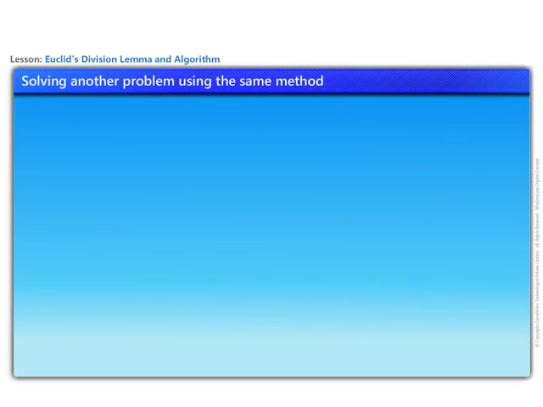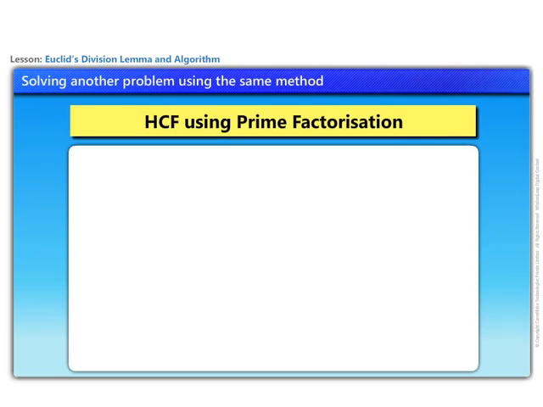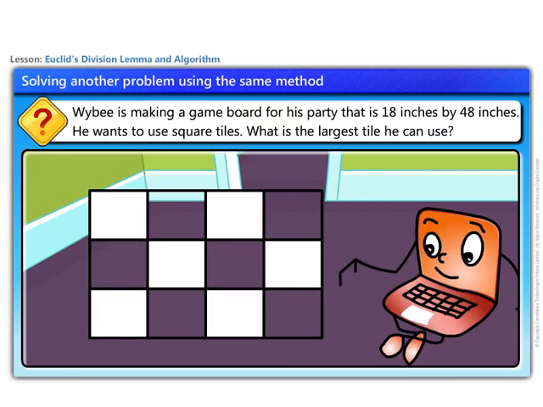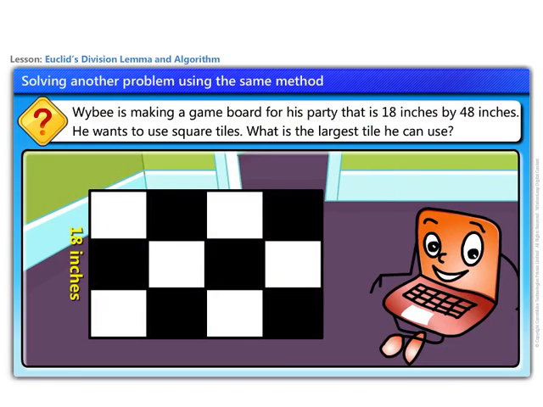Now, let us solve another problem using the same method. We have already learned to find HCF using the method of prime factorization. Now, let us learn to find HCF using other methods. YB is making a game board for his party that is 18 inches by 48 inches. He wants to use square tiles. What is the largest tile he can use?